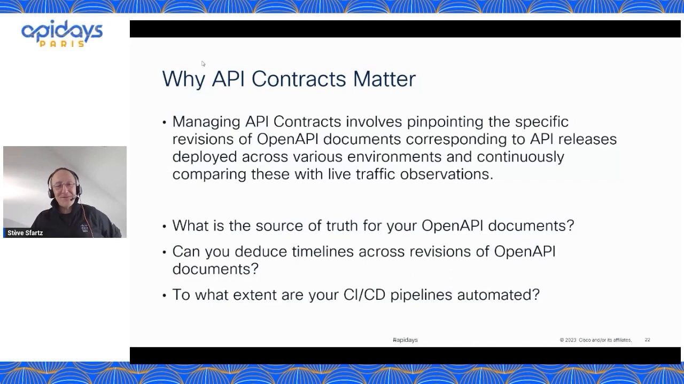So altogether, question for you. What is the source of truth for your Open API documents? Put some thoughts on it. That's really important. And what about revisions? And how are they organized? Can you deduce timelines, and so infer your API lifecycle from these revisions of Open API documents? And lastly, how are you automating these Open API documents through your CI/CD pipeline? These are really the questions that matter for an organization.